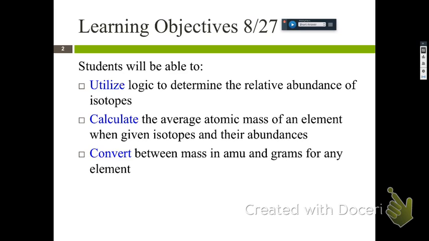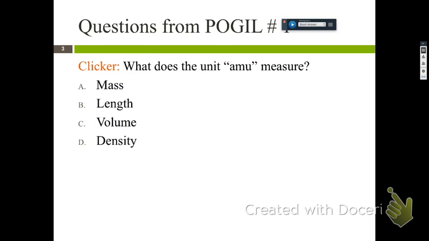All right, so for today, I want you to be able to use logic to determine the relative abundance of isotopes. Not just calculate it, but also calculate the average atomic mass of an element when given isotopes and their abundances. That's what we're moving towards, and we'll probably do a bit more of that on Wednesday as well. And then this is one of the muddiest points that I saw a lot of. Convert between mass and AMU and grams for any element that you are going to encounter.